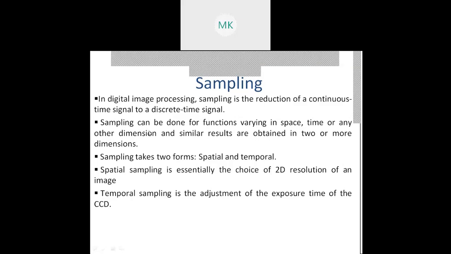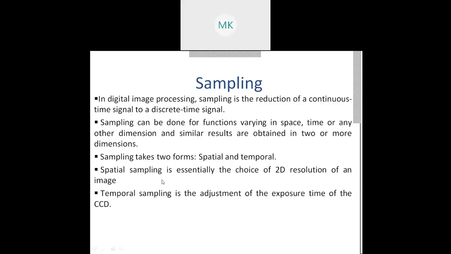In digital image processing, sampling is the reduction of a continuous time signal to a discrete time signal. Sampling can be done for functions varying in space, that is spatial coordinates, time, temporal coordinates, or any other dimension, and similar results are obtained in two or more dimensions. So it takes two forms: first is spatial and second is temporal. Sampling means we reduce the continuous time signal into discrete time signals, and that too with respect to coordinate values.